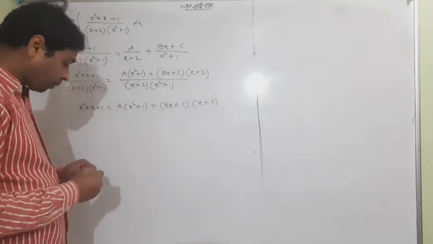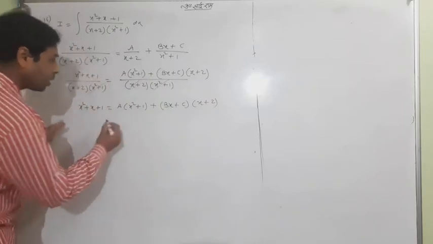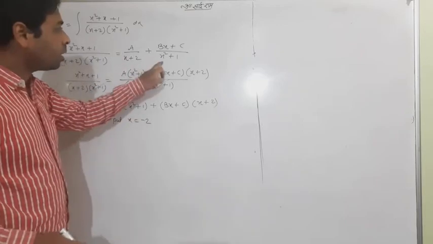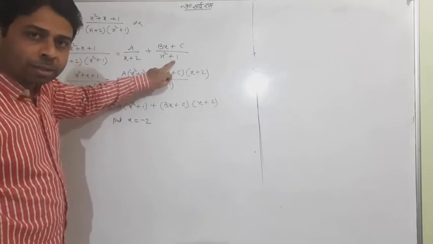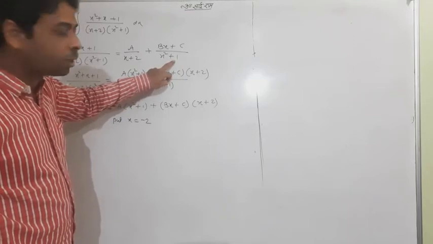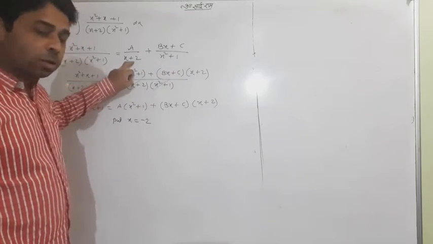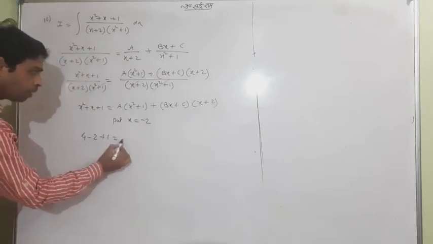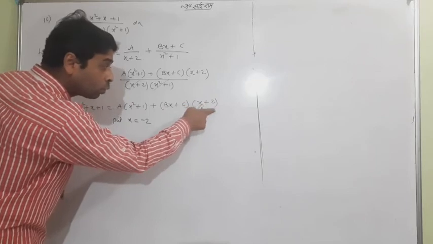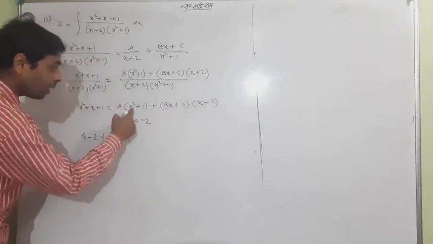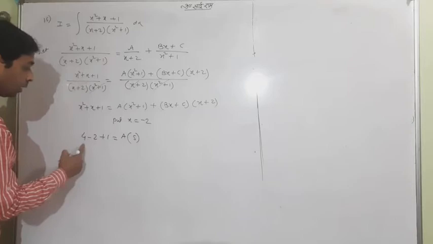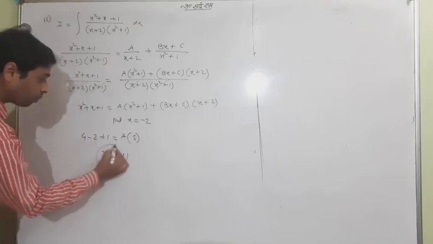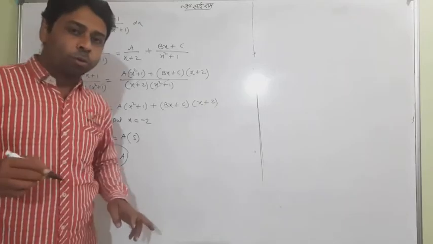Can you see? Look, I tell you. Put x equal to minus 2. Because the other one is a quadratic factor, we can't find any value of x that makes it 0. So only x equal to minus 2 is a good value. Put here minus 2 square, 4, minus 2 plus 1. Minus 2 plus 2 is 0, so that whole term is 0. Only A remains: minus 2 square is 4, plus 1 is 5. This is 5A equal to 3, so 3 by 5 is your A. You got a value of A equal to 3 by 5.